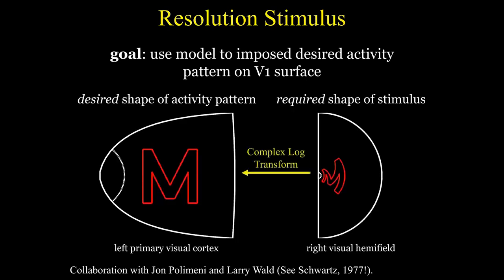John and I had the same PhD advisor, Eric Schwartz, who has sadly died, who was a great scientist. And Eric had worked out the mathematical model for how visual information that impinges on the retina gets transformed in primary visual cortex. And it has kind of this astonishingly simple form, which is that if you treat the retina as a complex plane, and the cortex as a complex plane, it's a complex log map. And using this transform, John computed the inverse of it and said, what images do I have to show the retina if I want to paint the letter M on the brain?